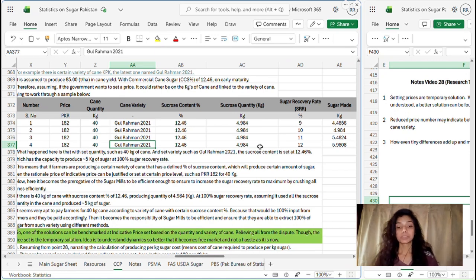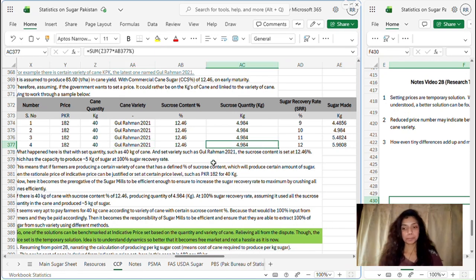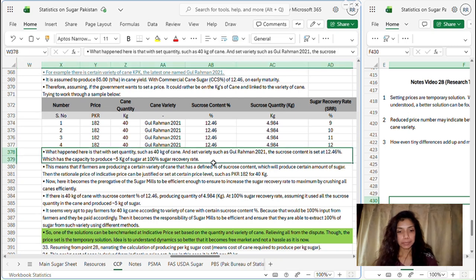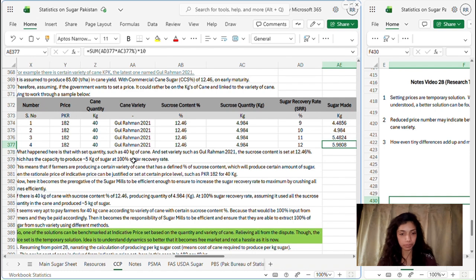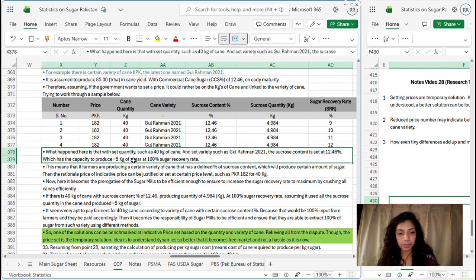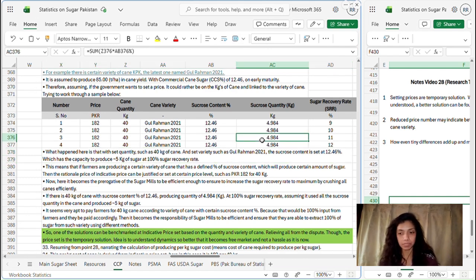Hi, hello. So today we are going to start here. We ended here on this table trying to find all the sucrose content percentages and the quantity, sucrose content, and the sugar recovery rate and the sugar made. So what happened here is, now this is the interpretation of what happened in the table here.